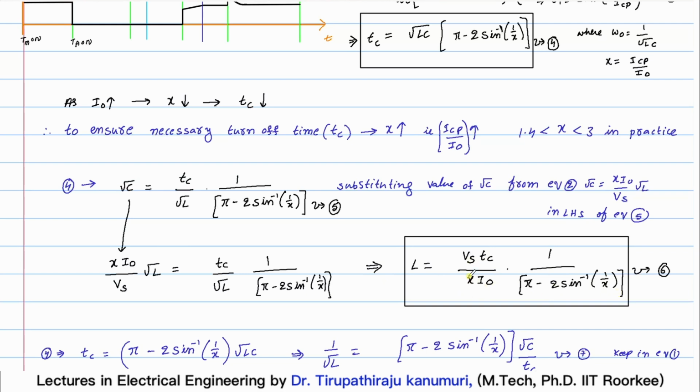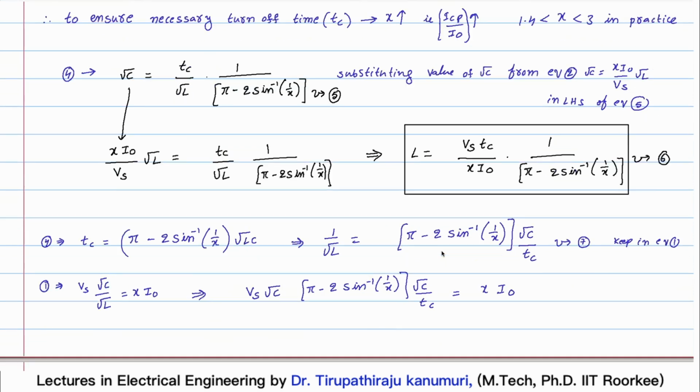So here you can see all the elements will be known to us. What is Vs? What should be the circuit turn off time required? Because for every thyristor, that rating will be given. So whatever the minimum turn off time mentioned for the thyristor, add some extra value. So that will be taken as the Tc. That should be taken in practice. The remaining terms are also known to us. So we can easily calculate the value of L. So the L part is over.